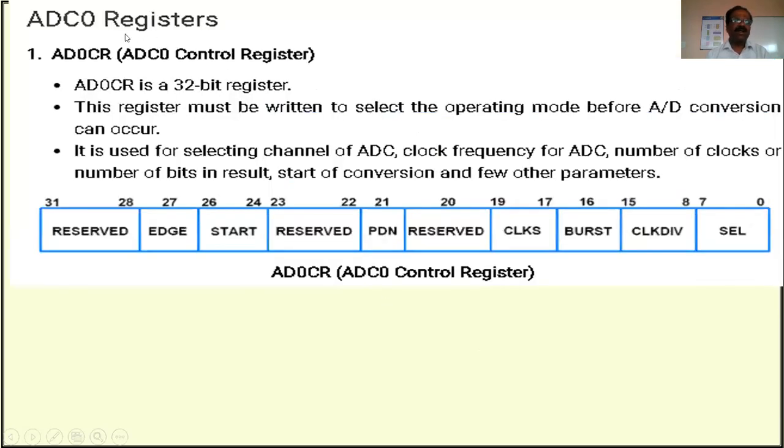Now here, the ADC 0 registers. We have so many registers, but I'm going to concentrate on only two. One is the control register. It's a 32-bit register. This register must be written to select the operating mode before A to D conversion. It is used for selecting the channel of ADC, the clock frequency for ADC, the number of clocks or number of bits in the result, the start of conversion and a few other parameters. With the help of this, we can configure all these parameters. I'm going to explain in detail later.